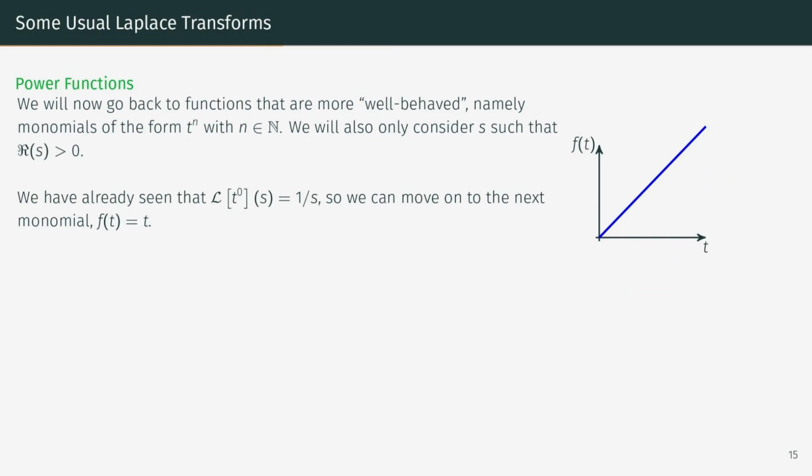We will now go back to functions that are more well-behaved, namely monomials of the form t to the n, with n in the natural numbers. We will also only consider s such that the real part of s is greater than 0. We have already seen that the Laplace transform of t to the 0 equals 1 over s. So we can move on to the next monomial, f of t equals t. The graph here shows what the function f of t equals t looks like in the positive domain.